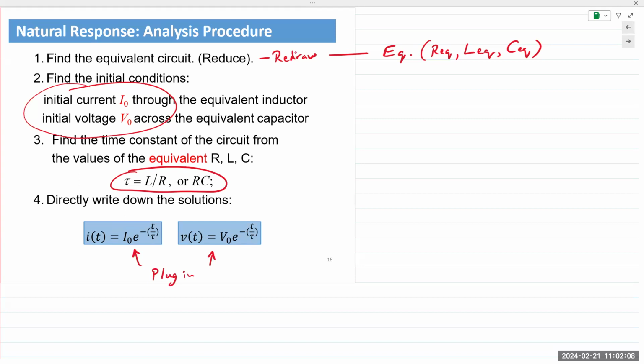All right. Okay, so we'll end class here today. Yes. Yeah. And in this case, it's a discharging circuit, so the steady state is 0.